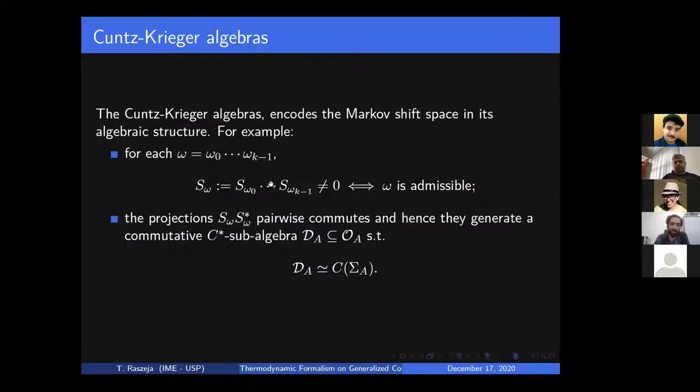And the projections actually create a very important commutative subalgebra. In the compact case, this subalgebra is the continuous functions on the Markov shift. The point of defining the generalized one is to realize this also as continuous functions on this new space, or at least continuous functions which vanish at infinity.